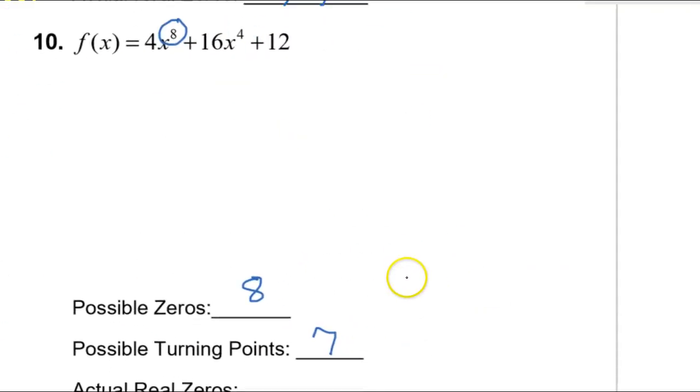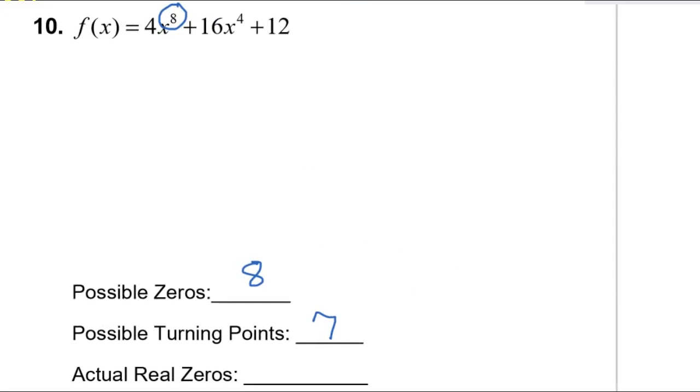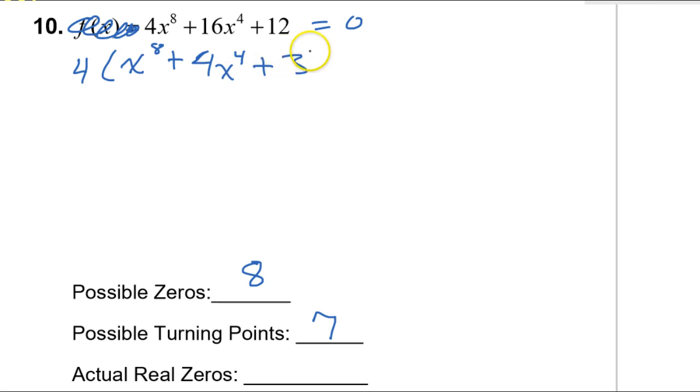Okay, last one. Okay, so finding the zeros means setting this equal to 0. The greatest common factor is simply 4, so I'm going to take that out. And that's going to leave x to the 8th power plus 4x to the 4th power plus 3 is equal to 0. Interesting.